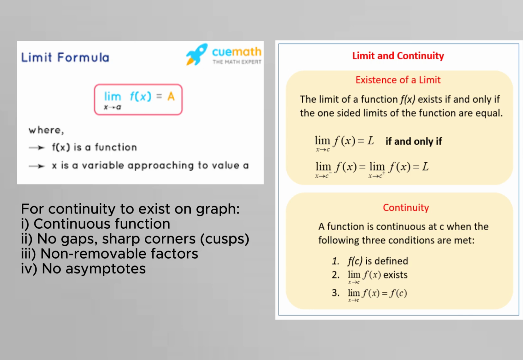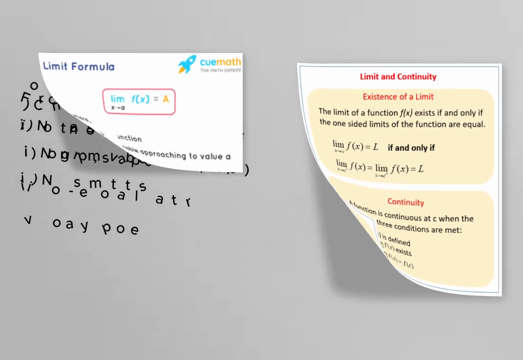Now, for continuity to exist on the graph, make sure that the graph is a continuous function. There must be no gaps or sharp corners like a cusp. There must be no non-removable factors, meaning the numerator and denominator cannot have two factors that cancel each other. And there must be no asymptotes for which the value is undefined.